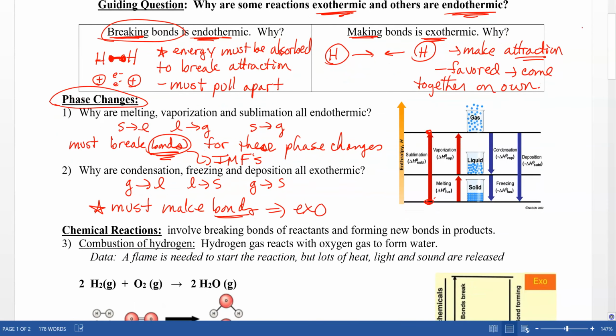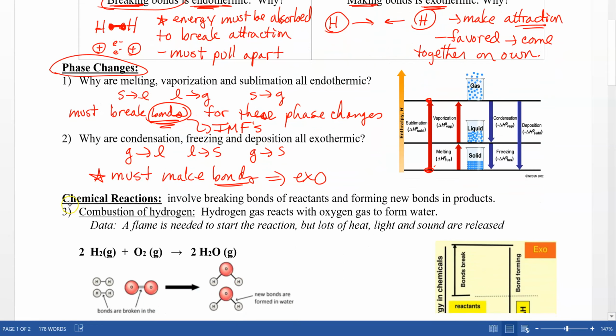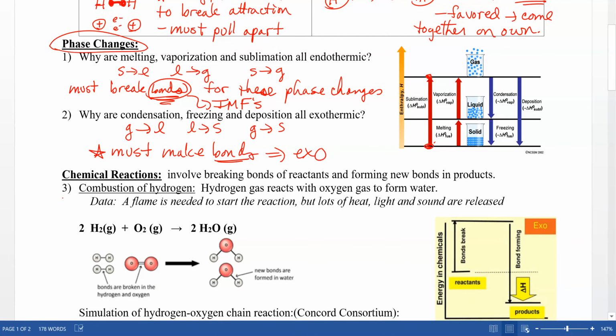You're either going to make or break. But now when we do chemical reactions, they're a little bit more complicated because in a chemical reaction, usually you're going to have to break some bonds of the reactants, and then you're going to have to form some new bonds in the products. So it's a little bit more complicated. You're going to make and you're going to break.